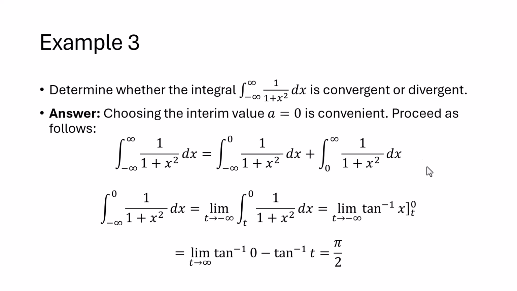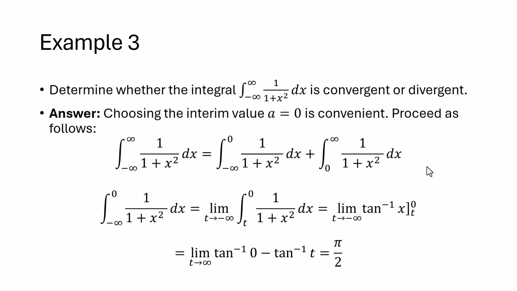In our third example, we're going to determine whether the integral from negative infinity to positive infinity of 1 divided by the quantity 1 plus x squared dx is convergent or divergent. In this case, we're going to choose an interim value of a equal to 0, and this is a convenient value due to the symmetry of the graph of 1 over 1 plus x squared.